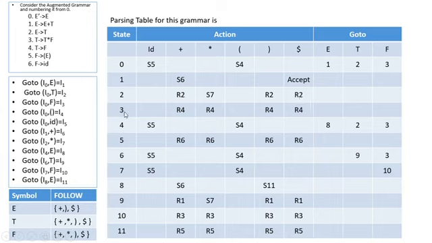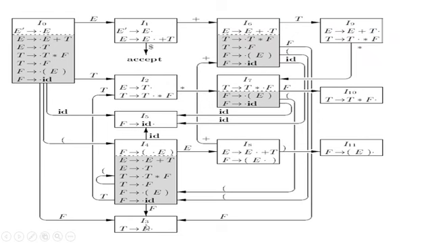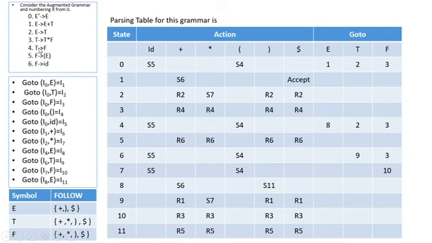Similarly, you see in state 3, let us look at I3. T derives F dot is this one. T derives F dot is number 4. That means we find the follow of T, and the follow of T is given as plus, asterisk, closing bracket and dollar. We say R4. 4 means this number 4. R4, R4, R4, R4.